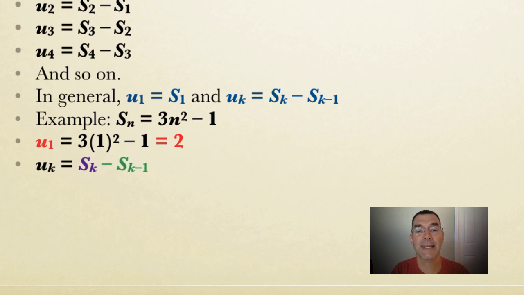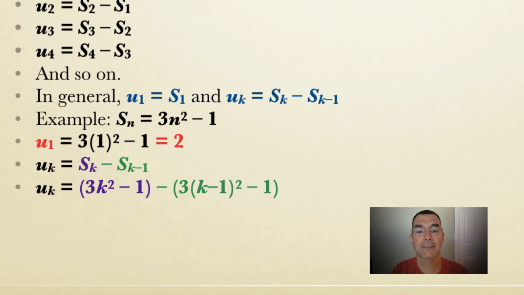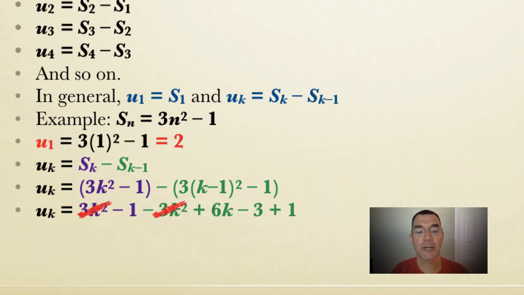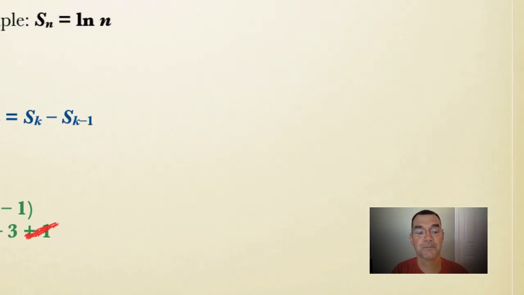Then I need to figure out what the kth term is in general. So I'm going to take the kth sum and subtract the (k minus 1) sum, basically replacing n with k and n with k minus 1, and then simplifying. Well, the 3k squareds cancel, the 1s cancel, and I'm left with 6k minus 3. So in this sequence, the first term is 2, and then every term after that is 6k minus 3.